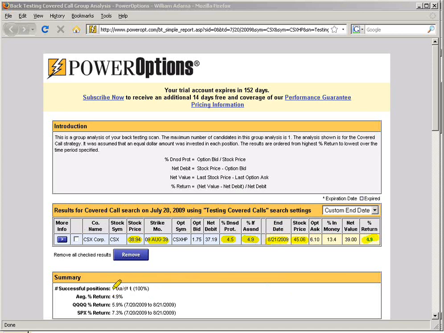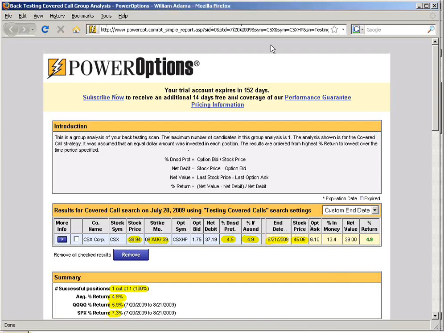Okay, so we see that we had successful positions, 1 out of 1, so 100%. We earned 4.9% with that covered call, and it shows us some comparisons. During that same time period from July 20th to August 21st, the QQQQ was up about 5.9%, a general market indicator, and the SPX was up about 7.3%. So it was a good bullish trend, a good bullish time there, and we were able to get a good result out of this. Okay.